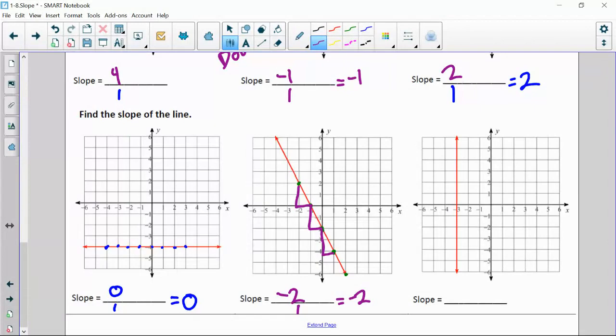Okay. Now here, I'm rising by 1 every time. But guess what? Do I run at all? There's no running. If you put this in the calculator as it is, you would get an error. So this is what we call undefined. The undefined slope. So you have your 0 slope, you have an undefined slope if it's vertical.